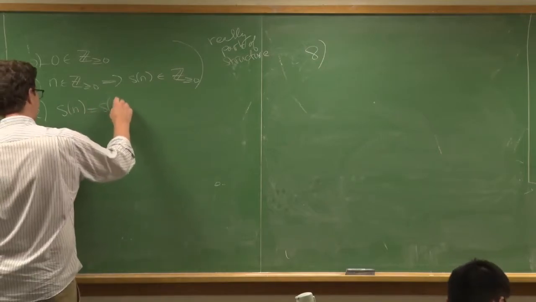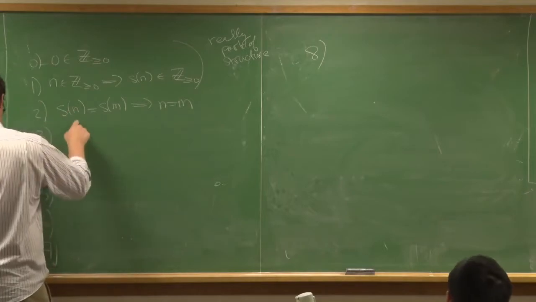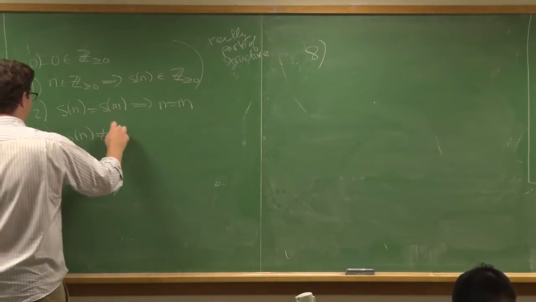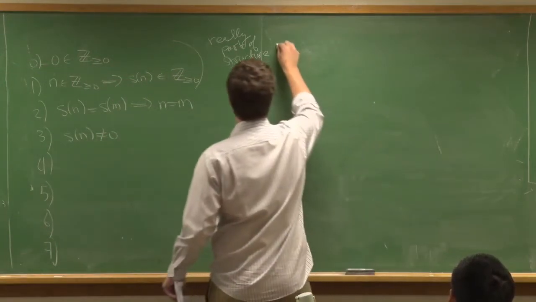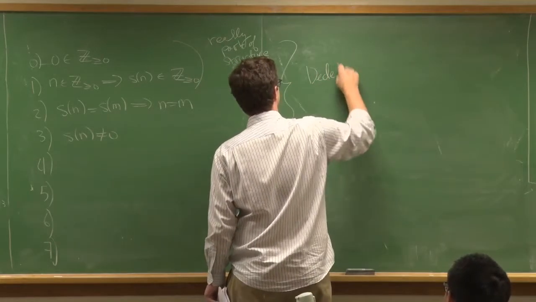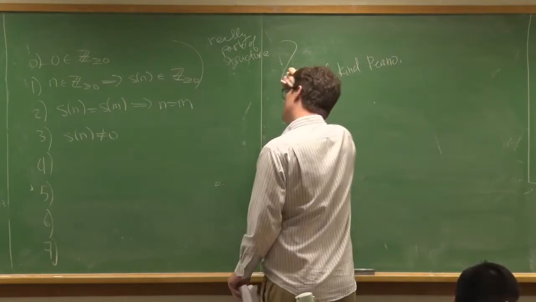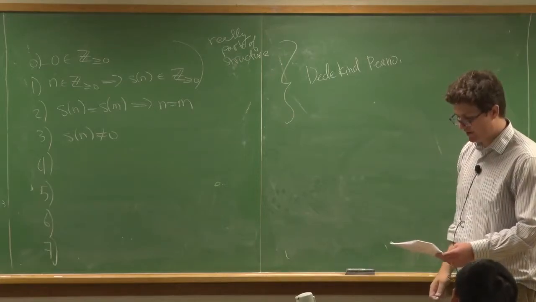If this is true, then n is equal to m. We already wrote that one down. And then we had that for all n, Sn is not equal to 0. So these were the Dedekind-Peano axioms. And now we add these new axioms here, which allow us to talk about addition and multiplication.